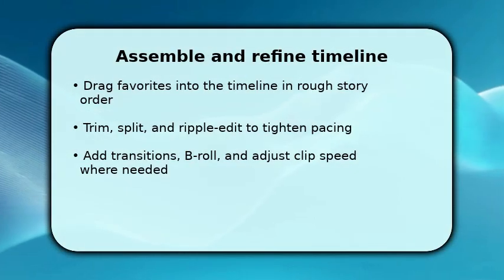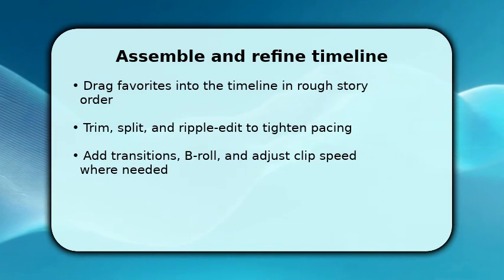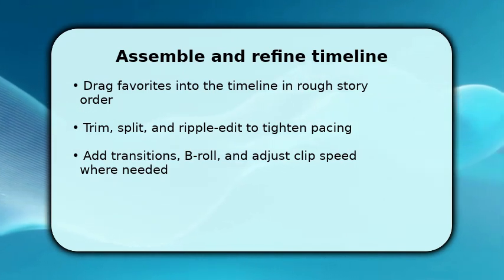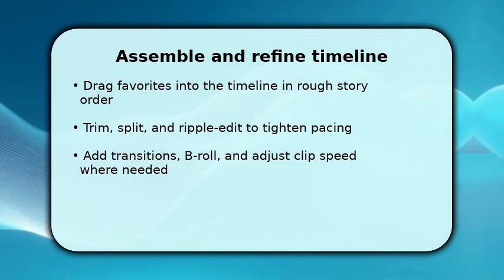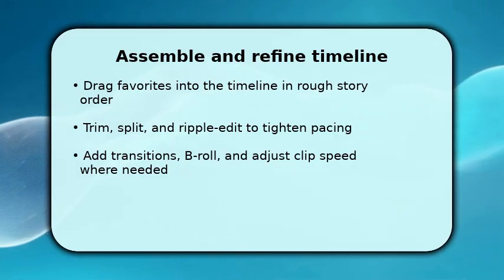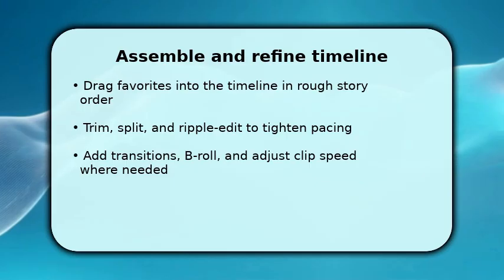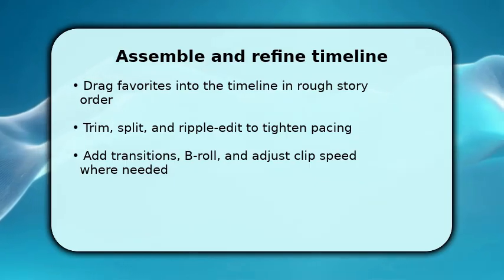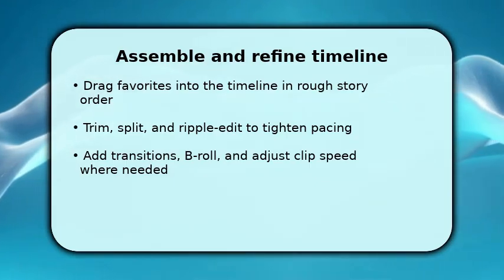You now build the edit. Drag favored clips into the timeline in the order that tells your story. Use trim and split tools to tighten pacing and ripple edits to close gaps without breaking flow. Once the structure is solid, layer B-roll over A-roll to hide cuts and add context. Apply transitions sparingly for smooth cuts and adjust clip speed or stabilize shaky shots to improve watchability. Remember why you make each cut: to improve clarity, rhythm, and viewer engagement.